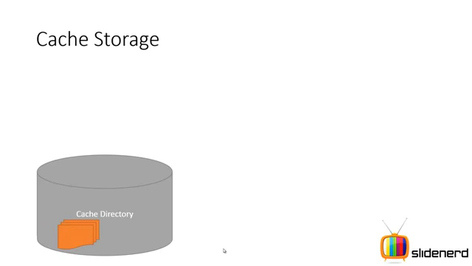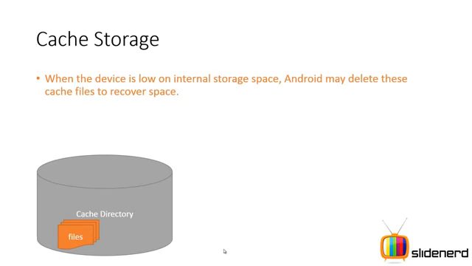So what is cache storage? When the device is low, Android may delete the files to recover some space, so do not rely on the system to clean up these files. Now it would be a good practice that in your app somewhere you decide that these cache files will no longer be used, and you manually try to set up some code for deleting these files which are not used anymore.